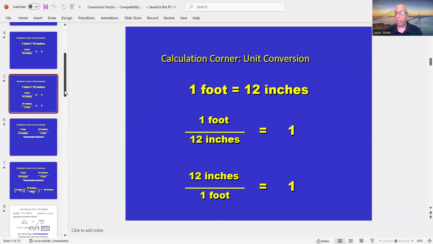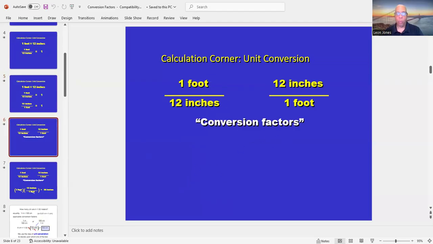Now, something else you might deal with too. You're going to deal with area. You're going to deal with miles. This is all going to come into play with unit conversions. Let's look at this one.